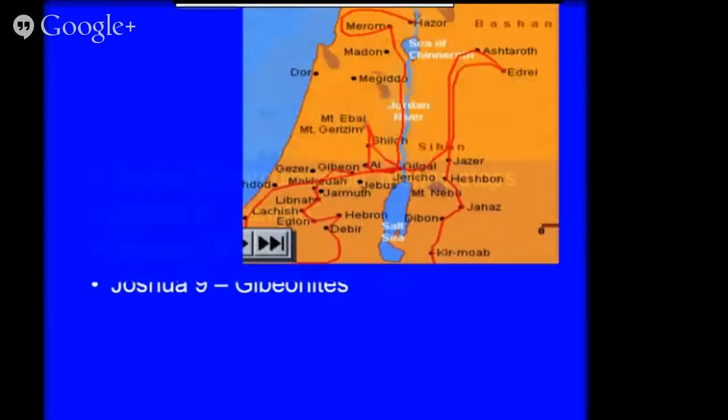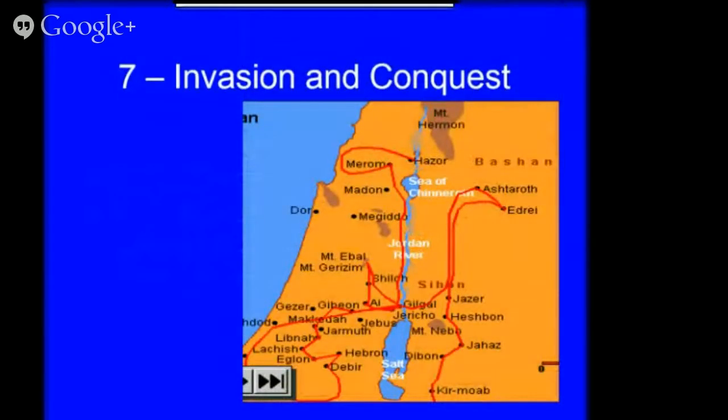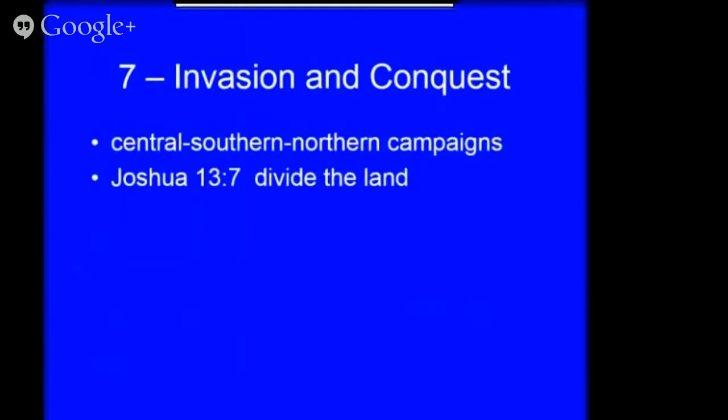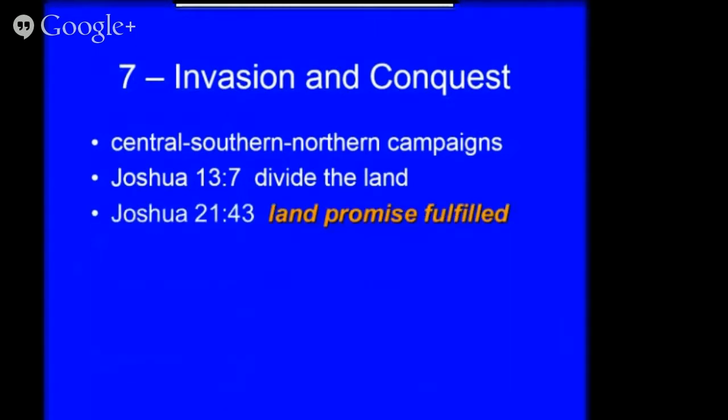Then, as Tim mentioned before, we have actually three campaigns here. They go first in and take the central part of the land, the southern part, and the northern part. So, central campaign, southern part, and northern part. They take the land. And then the next big thing is they divide the land up, 12 tribes, 2.5 on the east side, the rest on the west side of the Jordan.